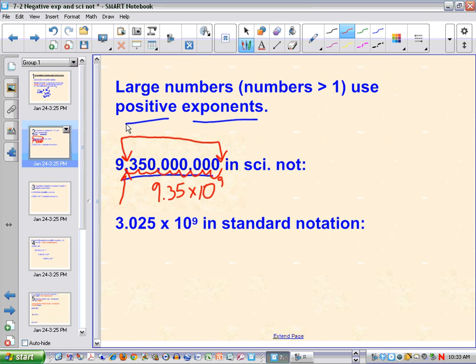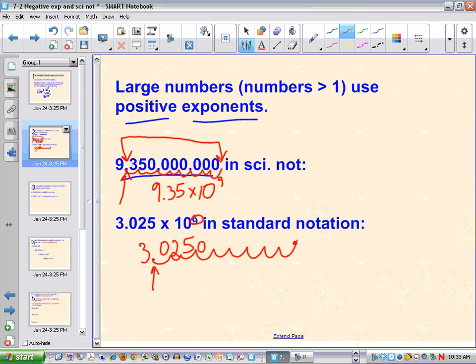Here we go, 3.025 times 10 to the 9th. That's going to be a pretty big number. It says to put it in standard form, so with all the zeros, expand it out. So we have 3.025 times 10 to the 9th. That means we're going to take our decimal and move it 9 places to the right to create an incredibly large number. So 1, 2, 3, 4, 5, 6, 7, 8, 9. So it would end up here.